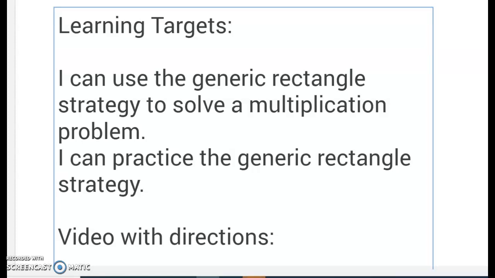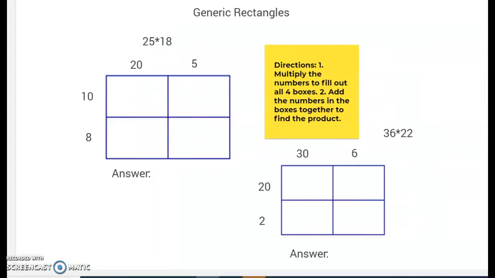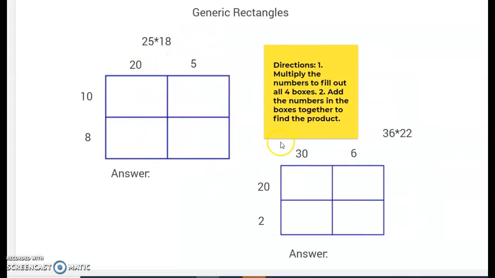Here's a look at today's assignment where we are going to review generic rectangles. The learning targets are: I can use the generic rectangle strategy to solve a multiplication problem, and I can practice the generic rectangle strategy. So right here we have two generic rectangles on this slide.